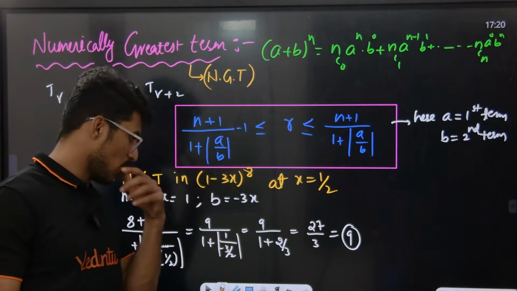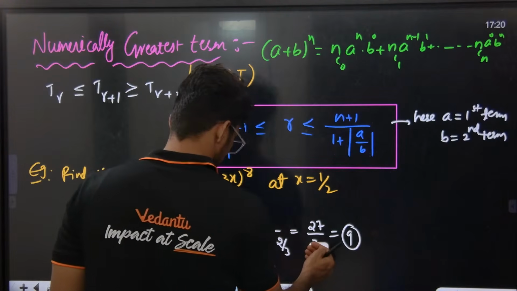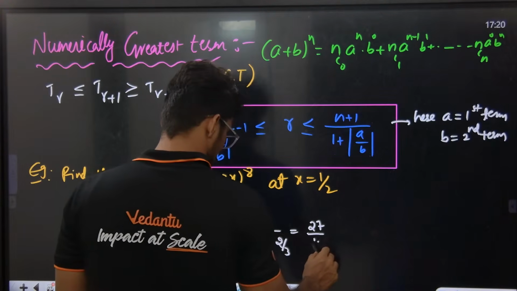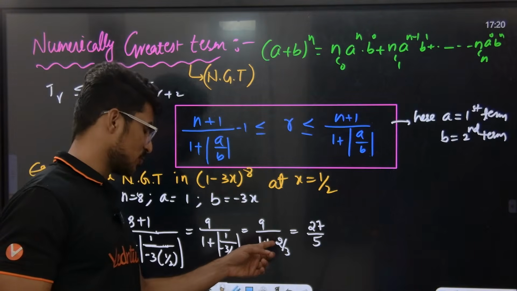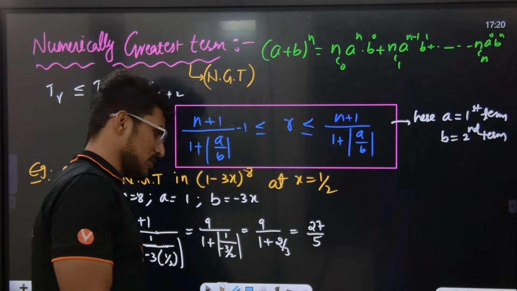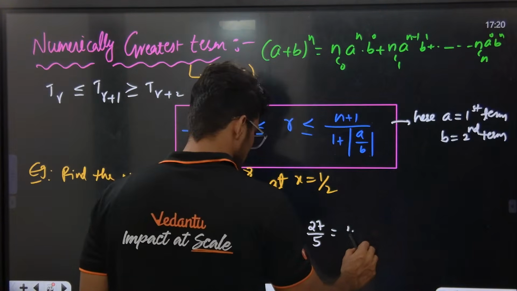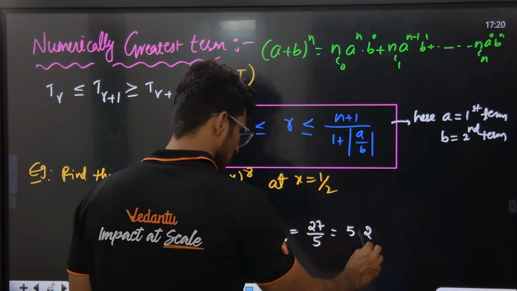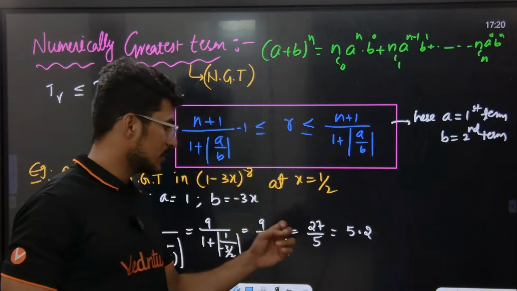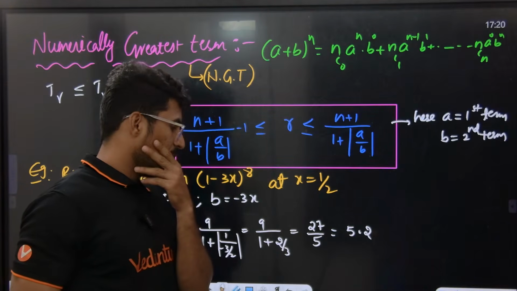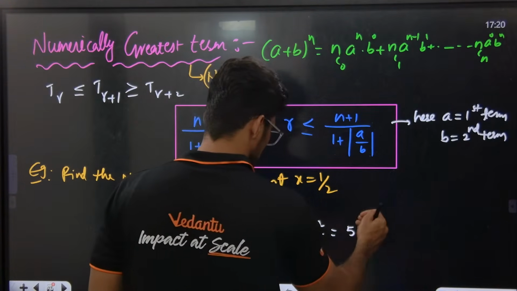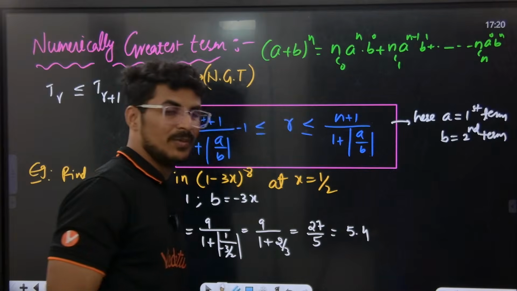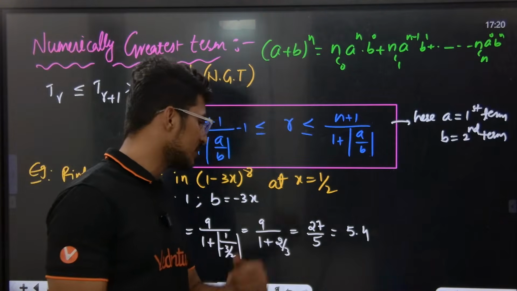3 plus 2 is 5, sorry, here 5 by 3 will come, yes or no? 3 goes up, 27 by 5, how much? So 5 point something, 5.4, correct or not? 5 into 5 is 25, so 5.4 here, because 2 will be the remainder. So the decimal 2 by 5 means 0.4, yes.